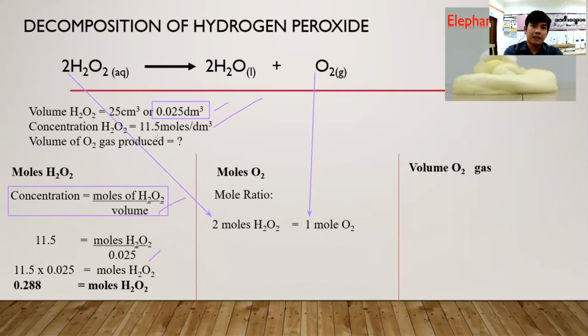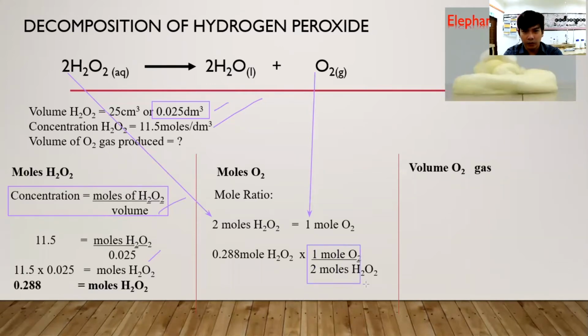Okay. Now, to proceed with the calculation, you know already that there are 0.288 moles of H2O2. So 0.288 moles H2O2 multiplied with the mole ratio. So here is the mole ratio: 1 mole O2 over 2 moles of H2O2. Why do we have to put H2O2 below? We have to put H2O2 below because we are looking for the moles of O2. Okay, so you can cancel moles H2O2 with moles H2O2.